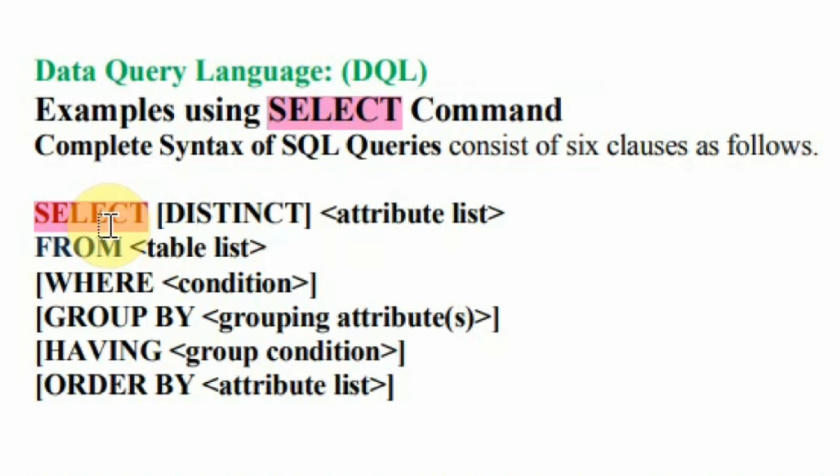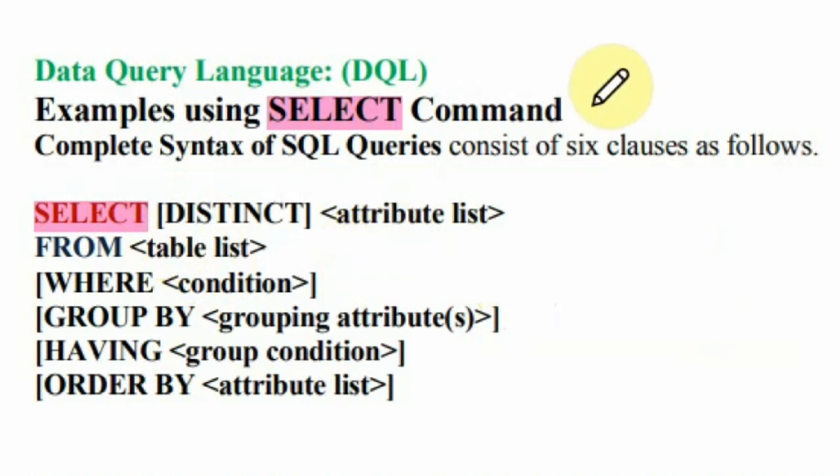So the order should be in the same way: first there should be select, and then from, where, group by, having and order by. This should be the order of the clauses that you need to follow while giving the SQL queries. The select command is used to retrieve the attributes from the table. There can be many attributes in a table, but the attributes that you want to see in the result, you will give in the select clause.